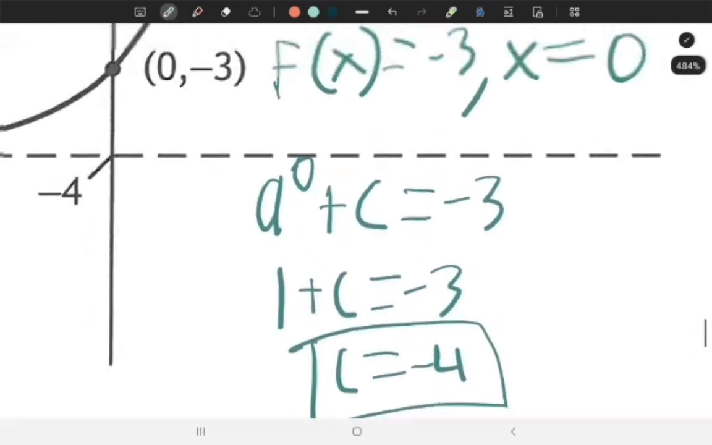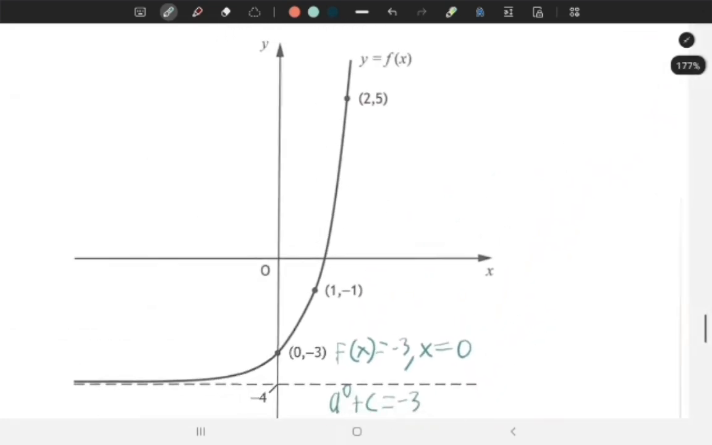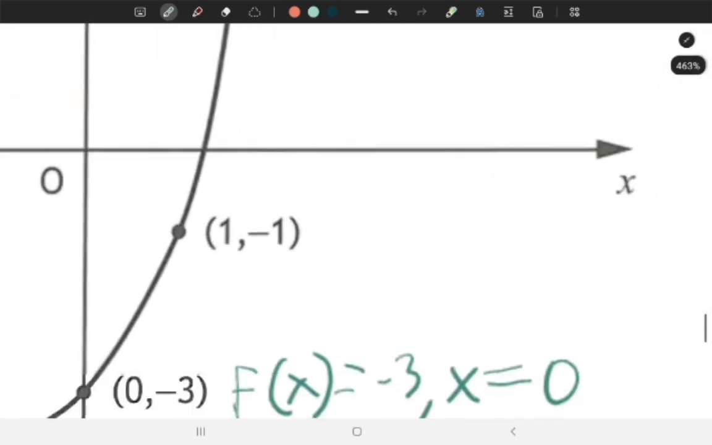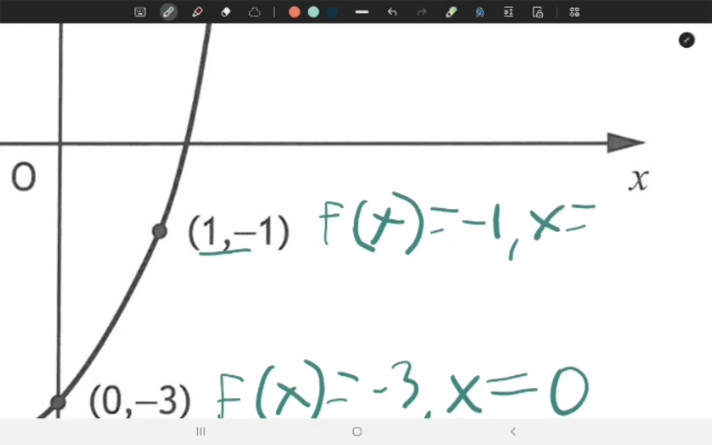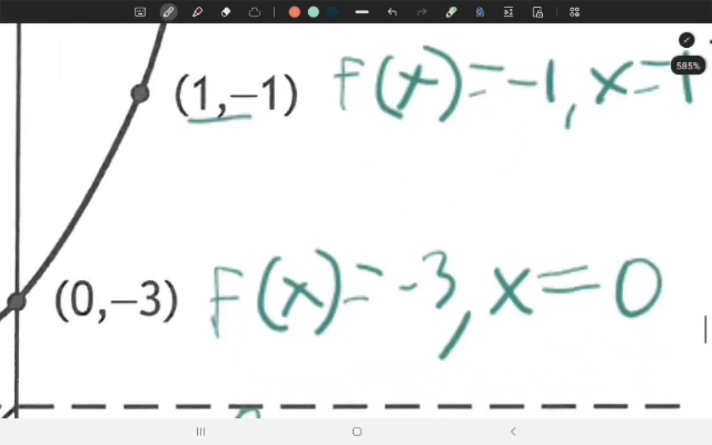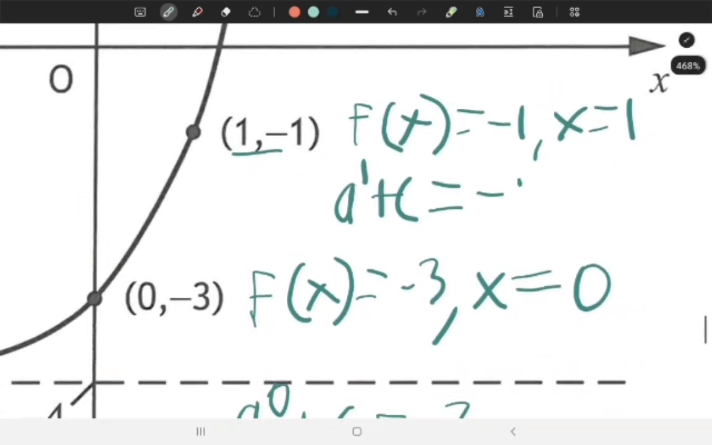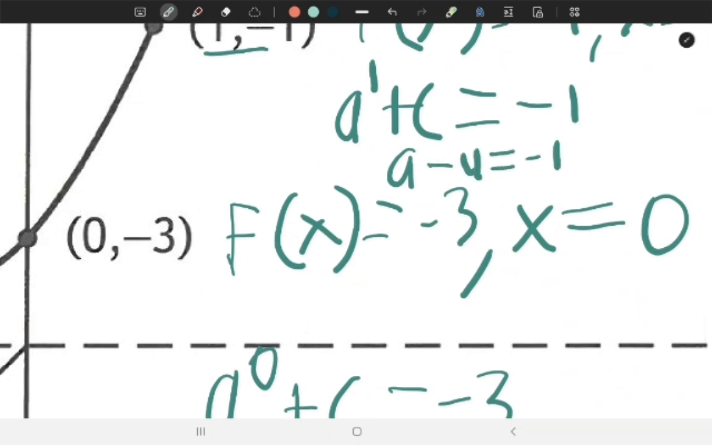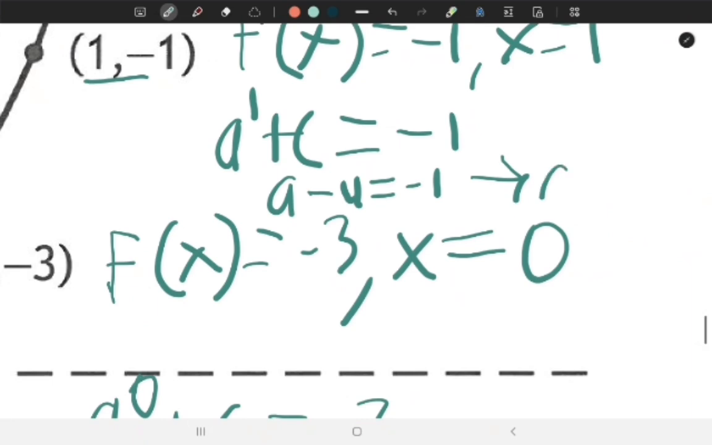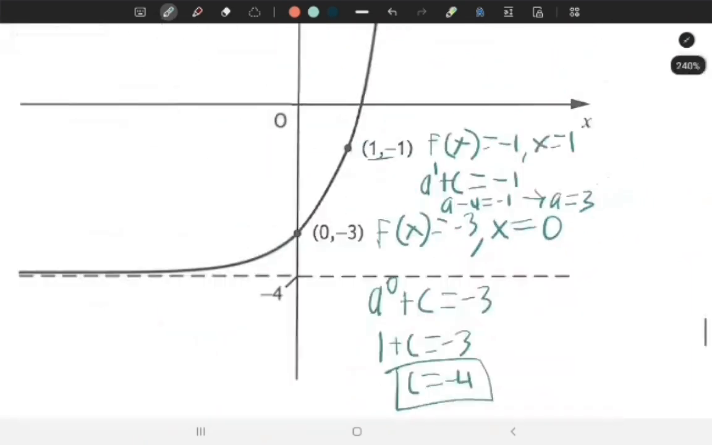And then we can now find the value of a. Let's use the point 1, -1 here. That means the function of x is equal to -1, where x is equal to 1. So a to the 1 plus c is equal to -1, and this is simply a minus 4 is equal to -1. That means that a is equal to 3.